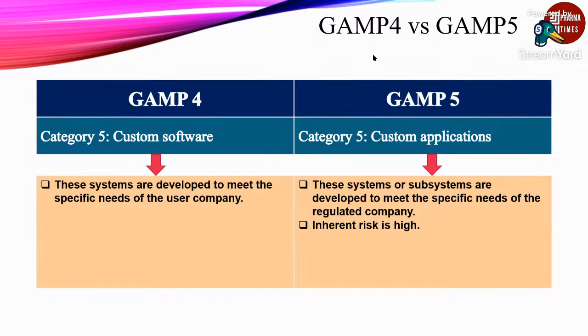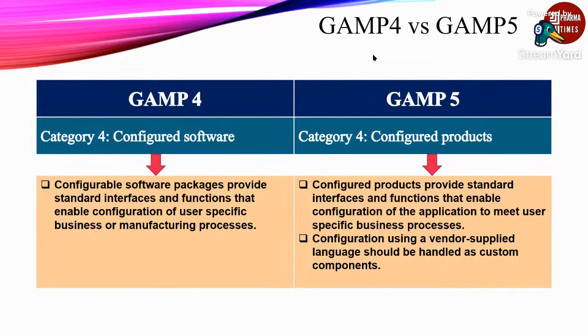Then the last category is category 5. It's called custom software in GAMP 4, and custom application in GAMP 5. This system is developed to meet the specific needs of the user, this company. I also want to add that in category 4, the configured products from the previous slide, the PLC related systems, SCADA, HMI (human machine interface), and DCS are also part of these configured products.